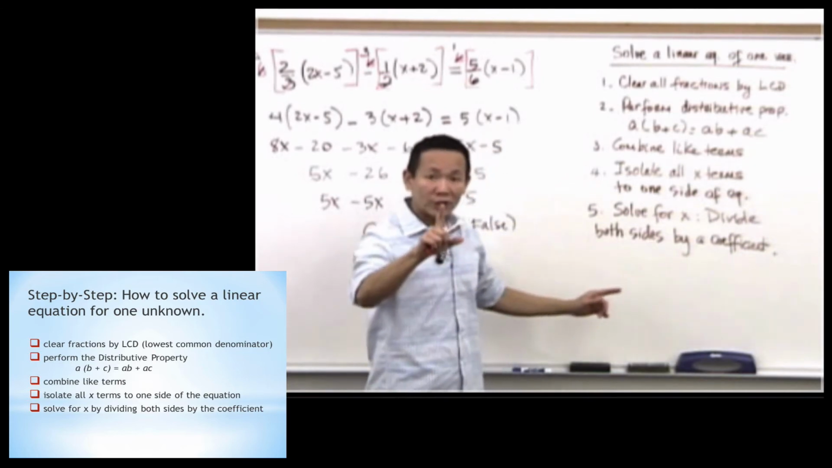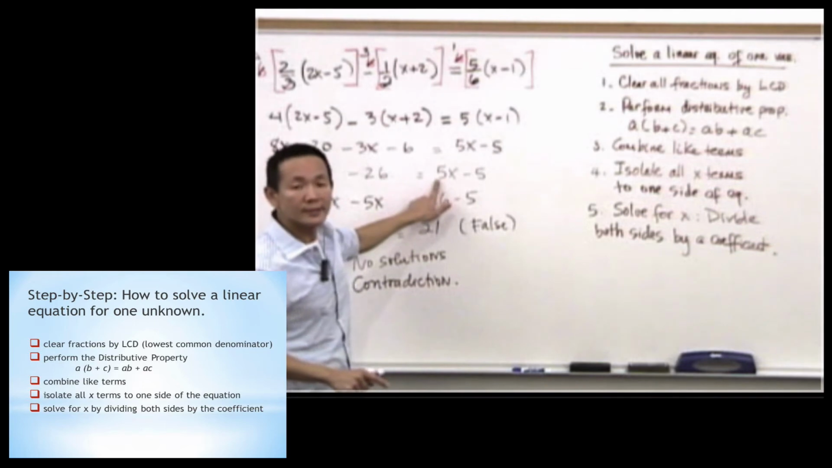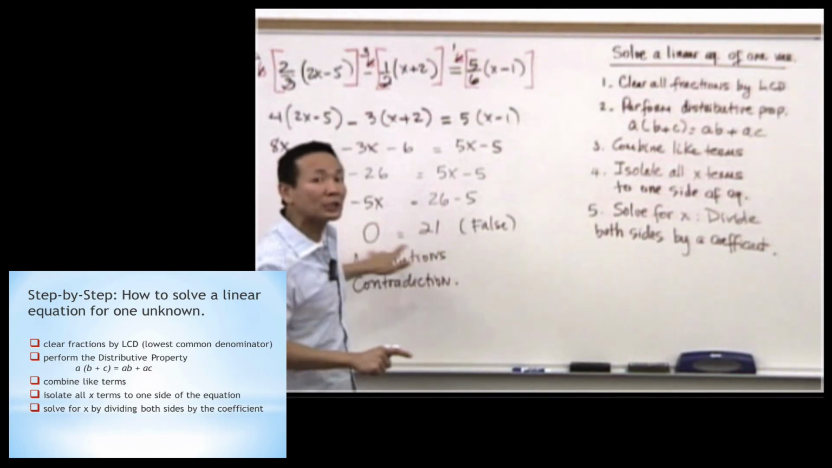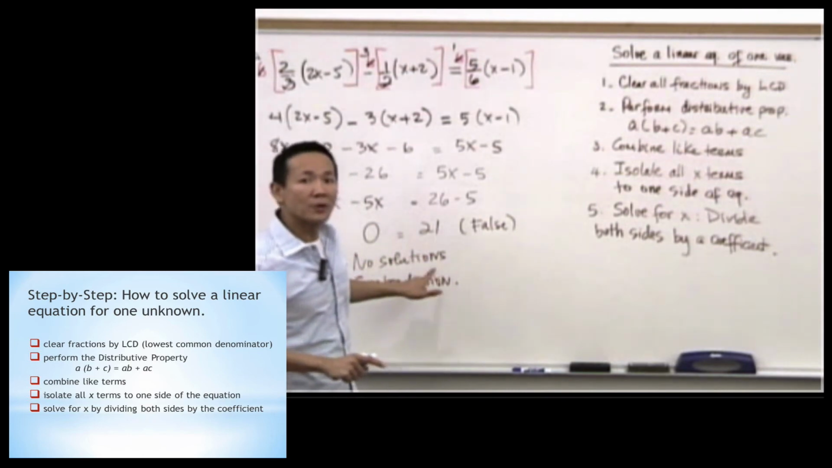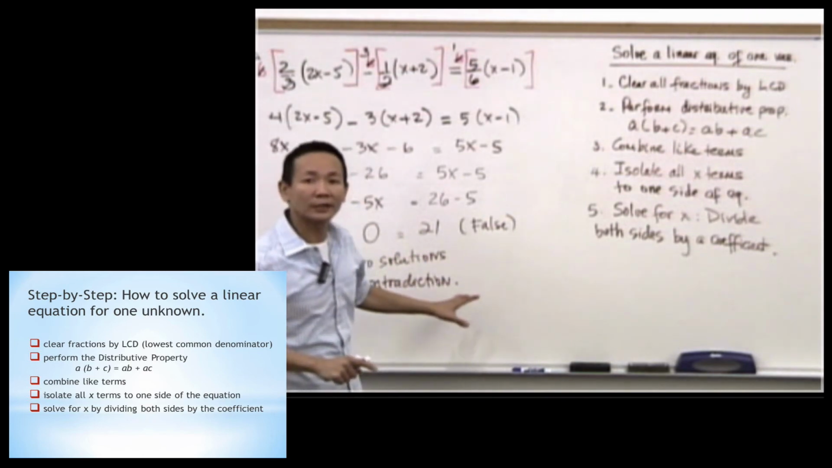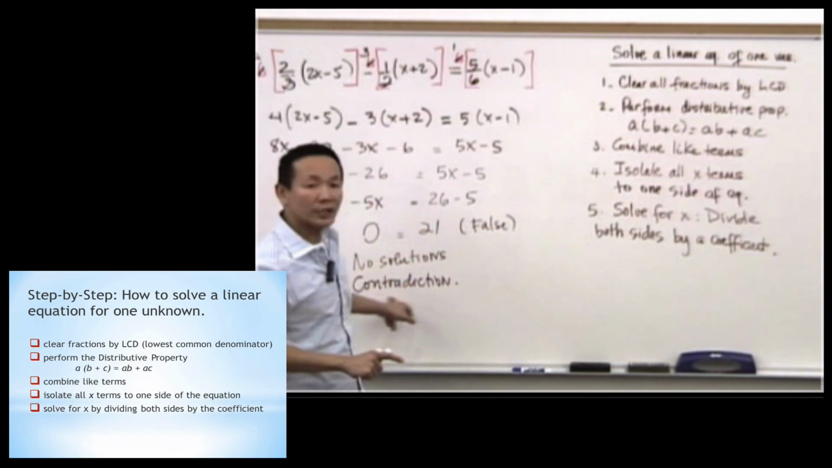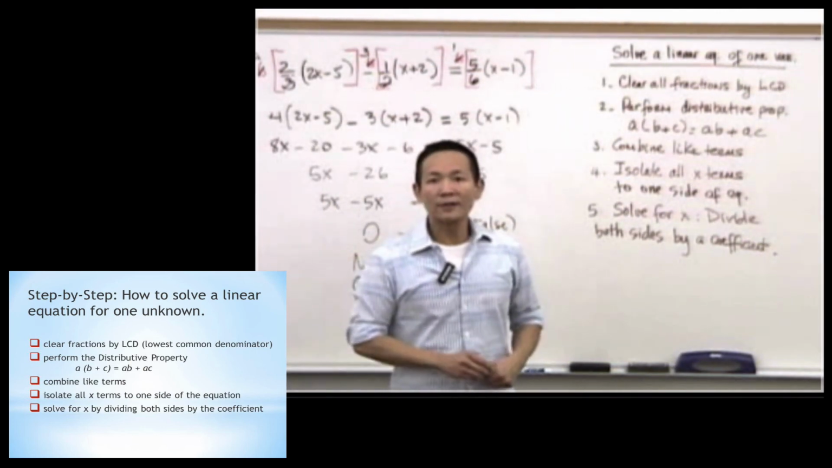The coefficient is the number in front of the x. But in this case, we have a very special linear equation. We end up with a false statement, so therefore we can't solve for x. We have to conclude no solution. And this type of linear equation is called a contradiction. Thank you. Step by step, how to solve a linear equation.